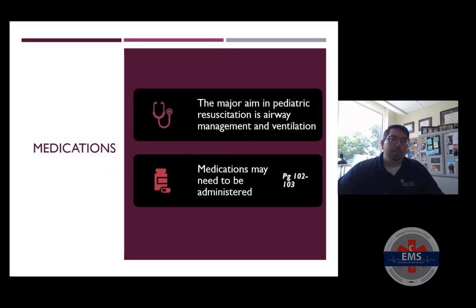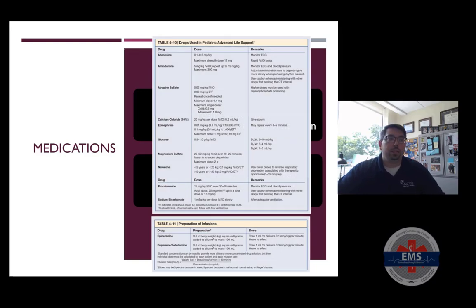Medications, the major aim in a pediatric resuscitation is airway management and ventilation. There are a lot of medications that can be used, and you can find that in your textbook on pages 102 and 103. You can see all those different components that are there. It is critical that you begin to commit to memory the common pediatric medication administrations, not only for your registry exam, but for your field practice. And remember, when in doubt, look it up. Don't sit there and guess. Make informed decisions. It's better to take time to look something up, to know you're accurate, than it is to provide too little or too much of a medication.